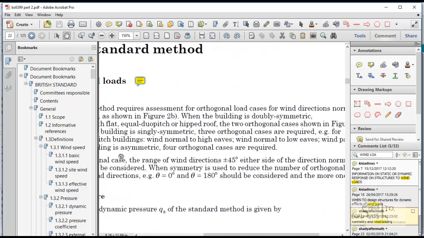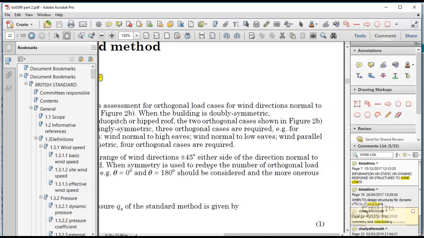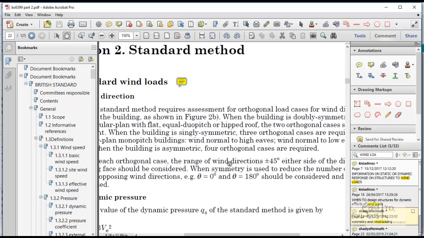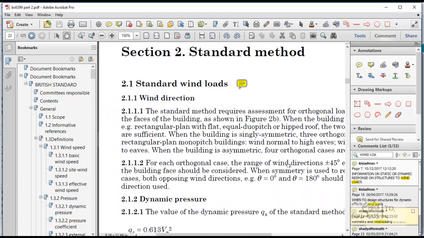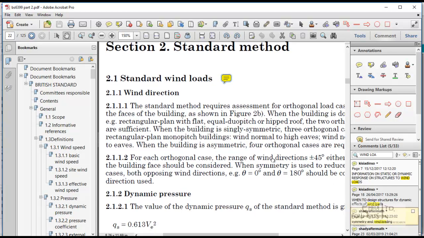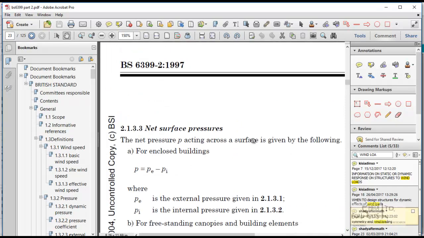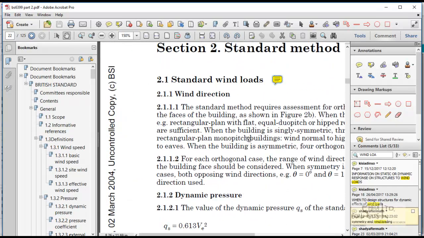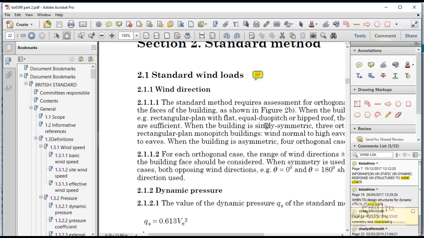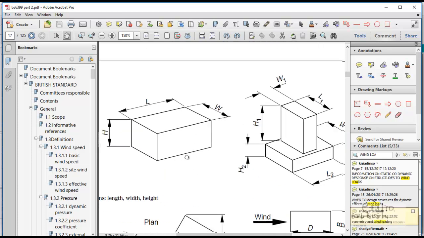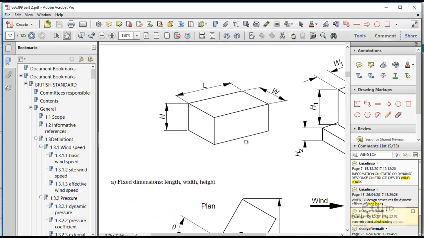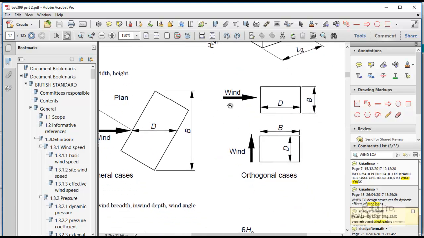It says that the code requires an assessment for orthogonal load cases for wind directions normal to the faces of the building, as shown in figure 2b. So wind directions that are normal to the faces of the building. So it means in 2 orthogonal directions. Look at that. That's figure 2b. So this is one face and that's another face. You can see there, this face and then that face. That's the requirement for the code.